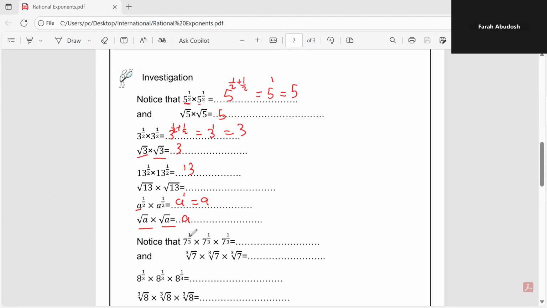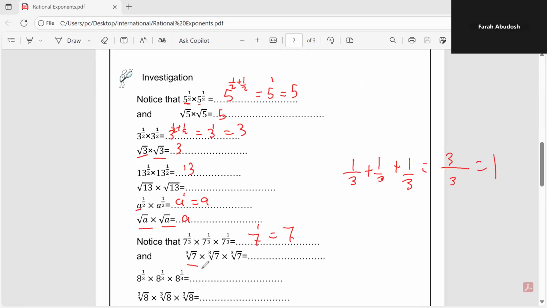7 to the power 1 over 3 times 7 to the power 1 over 3 times 7 to the power 1 over 3. In multiplication, we just add the powers. Let me do it here: 1 over 3 plus 1 over 3 plus 1 over 3. We have the same denominator, so we can just add 1 plus 1 plus 1, which is 3 over 3, which is 1. So 7 to the power 1 is 7.